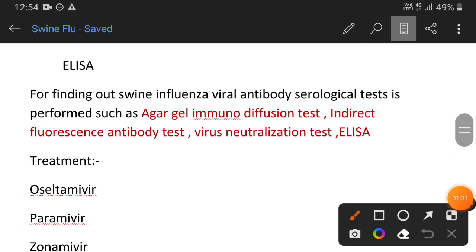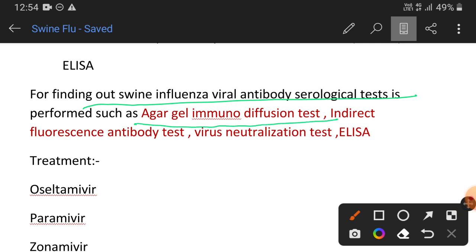For finding out swine influenza, viral antibody serological tests are performed, such as agar-gel immunodiffusion test, indirect fluorescence antibody test, viral neutralization test, ELISA.